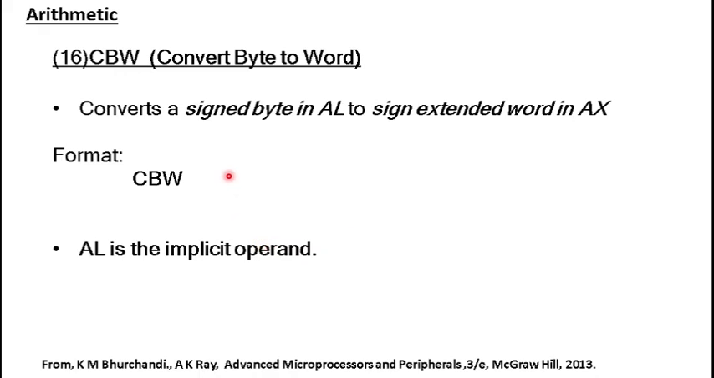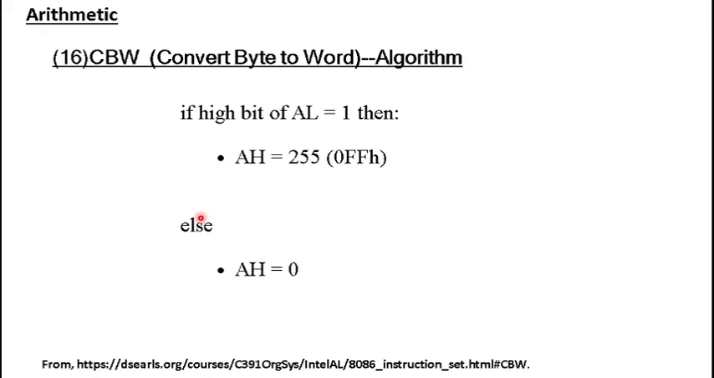Next we will see CBW, that is convert byte to word. It sign extends a given byte operand to its word format. The implicit operand is AL itself. So the signed byte in AL is sign extended to a word to fit in AX. As AL is implicit, CBW is issued as such without any operands. So we will see how this works.